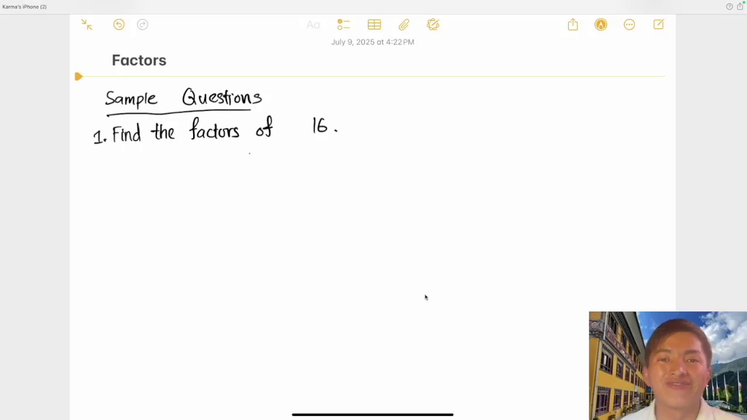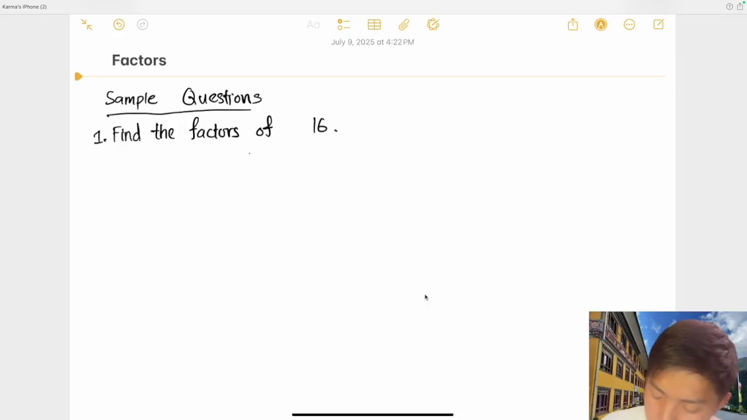Now that we have learned how to find factors of a given number using the division method, in this section we'll learn to find factors of some numbers, the first one being 16. In order to find the factors of 16 using the division method, we have to start dividing 16 starting from 1 till 16. So we'll first start with division by 1.